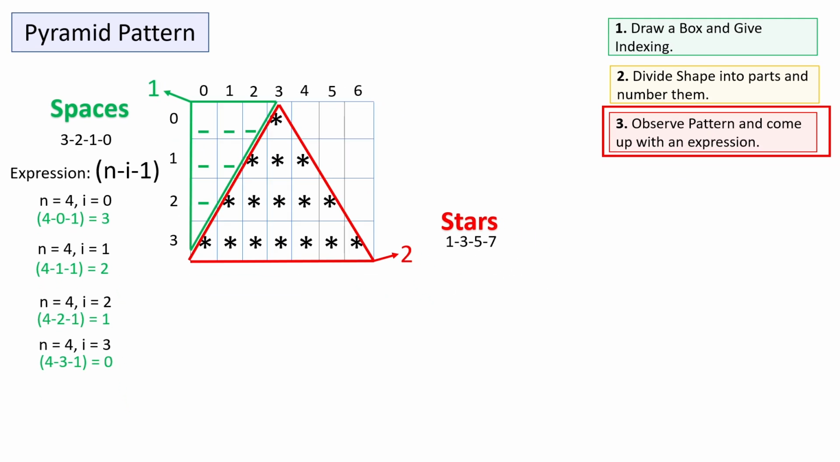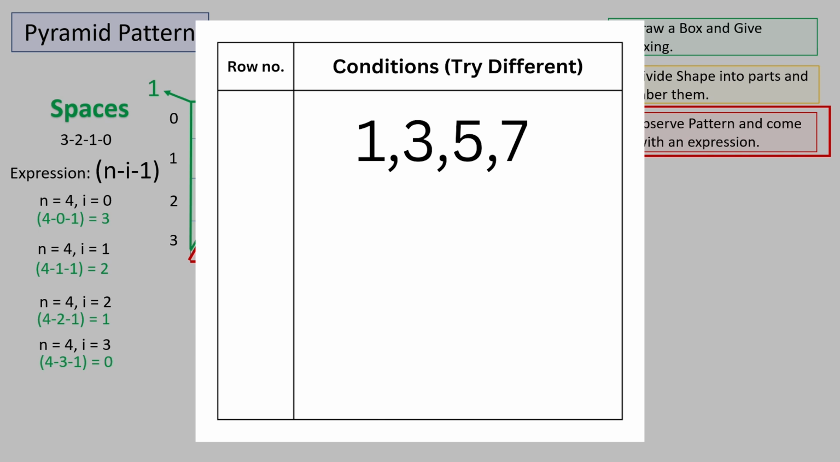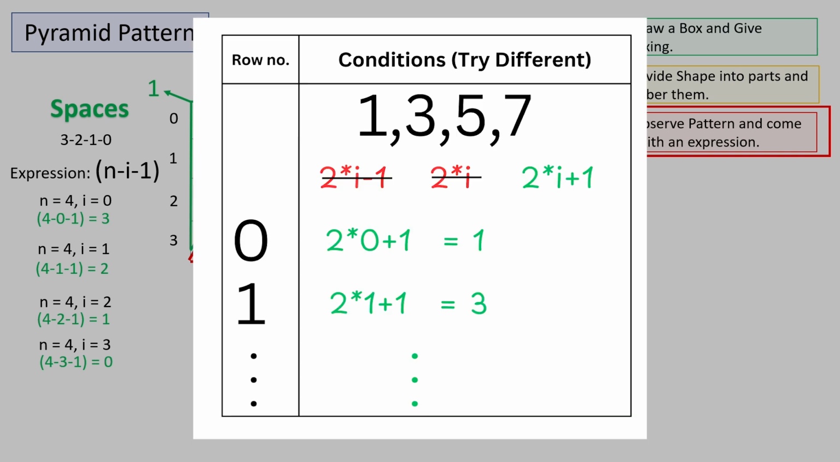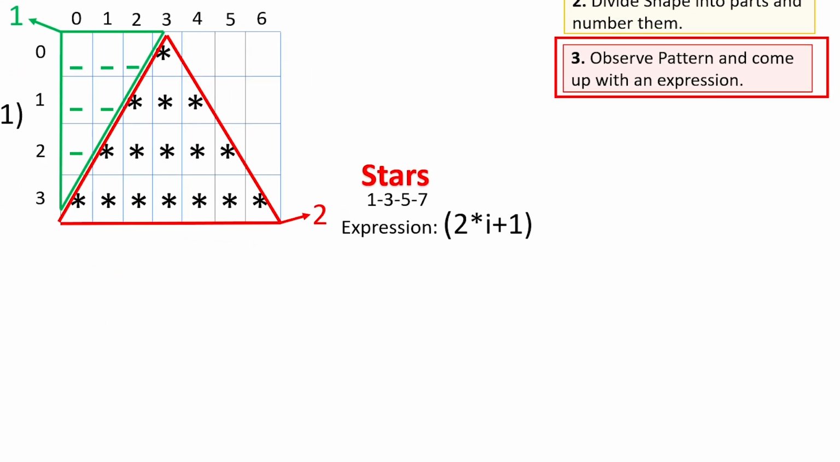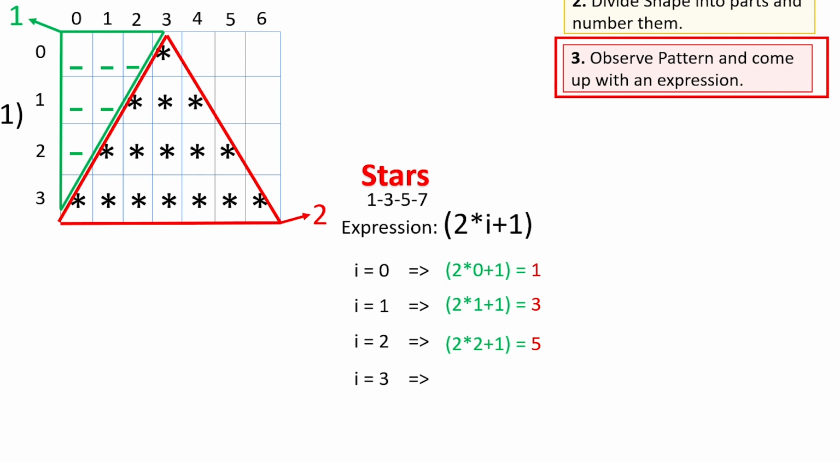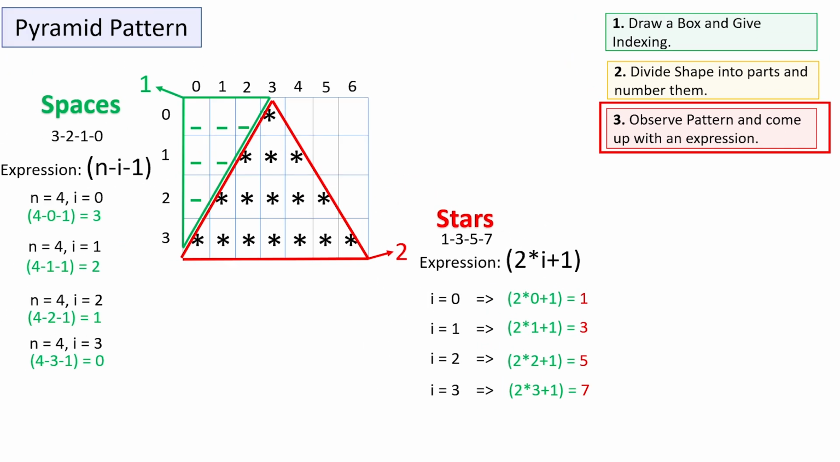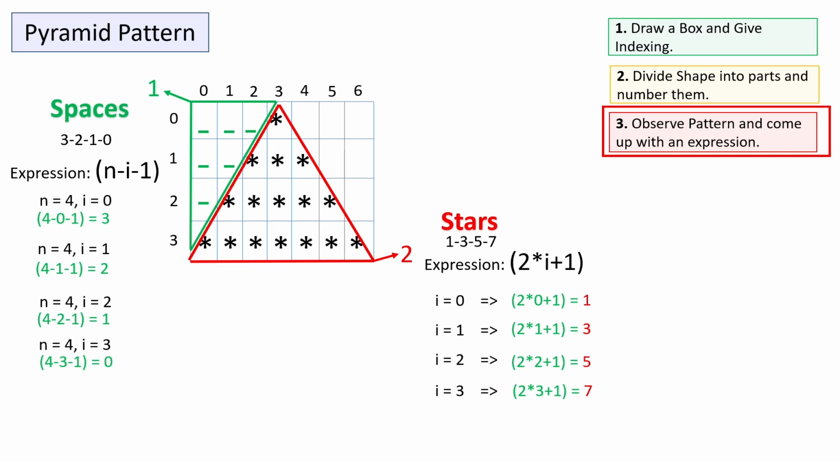Now for stars, if you can't come up with an expression right away, write the numbers down, 1, 3, 5 and 7, on a paper and try different conditions for each row. In this case, the formula 2 into i plus 1 works perfectly. For the first row, i is 0, so 2 into 0 plus 1 is 1. For the second row, i is 1, so 2 into i plus 1 is 3. For the third row, i is 2, so 2 into 2 plus 1 is 5. For the fourth row, i is 3, so 2 into 3, which is 6, plus 1 is 7. So the expression for stars is 2 into i plus 1.